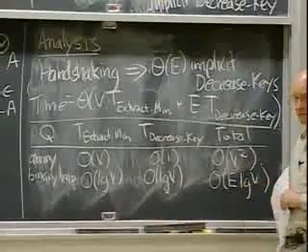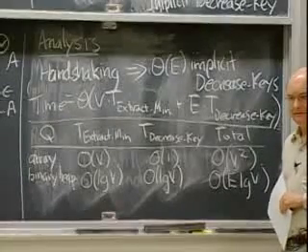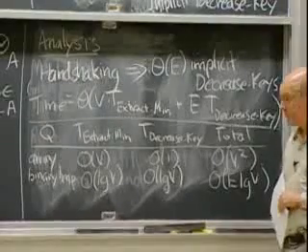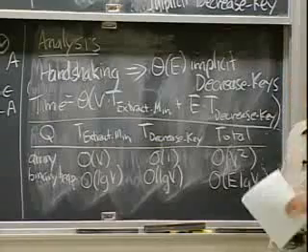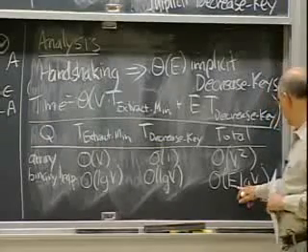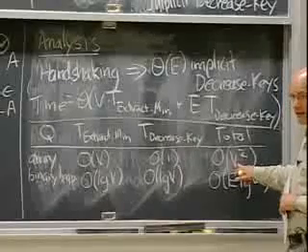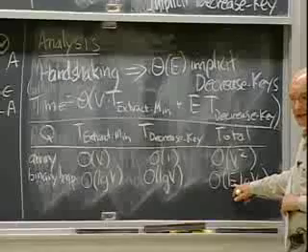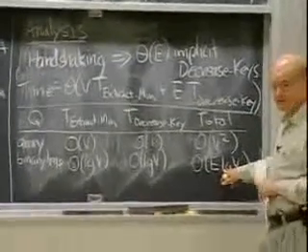Which of these is better? Depends. Good. So when is one better and when is the other better? If it's a dense graph, E is close to V squared, the array is better. But if it's a sparse graph, and E is much smaller than V squared, then the binary heap is better.